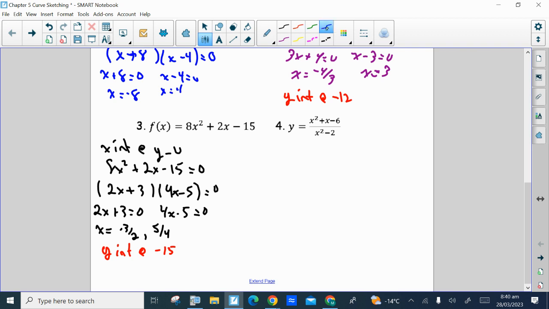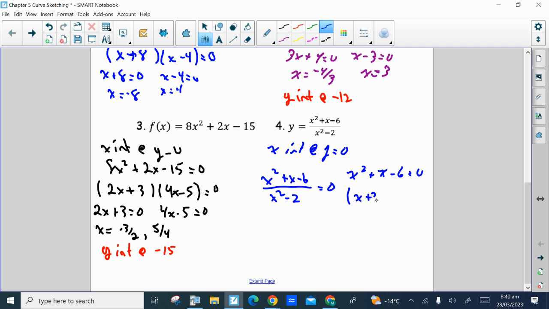Now the next one is a rational function. We find the x-intercepts by, again, letting y equal 0. But in this case, you have a rational function. And a rational function will equal 0 when the numerator equals 0, because 0 over anything is 0. So again, this is where the numerator, the top expression, equals 0. So the factors there are x plus 3, x minus 2. So x will equal -3 and +2.